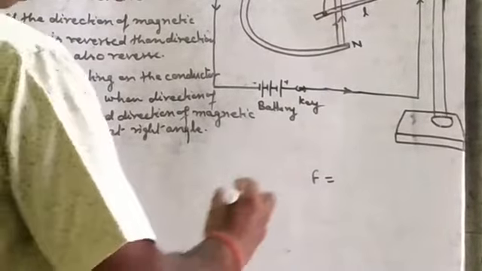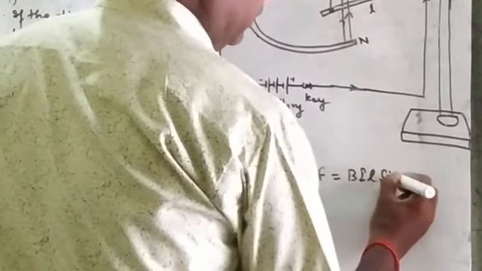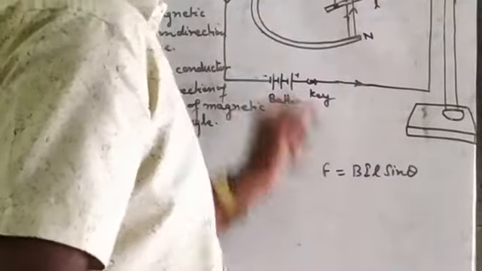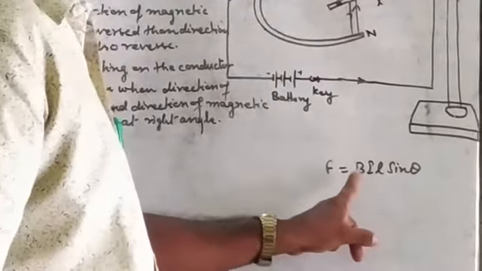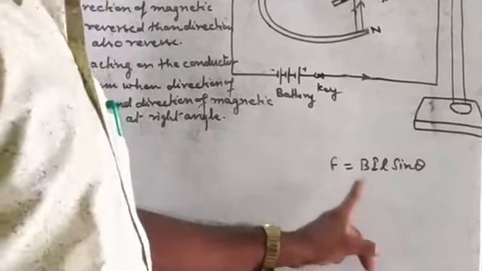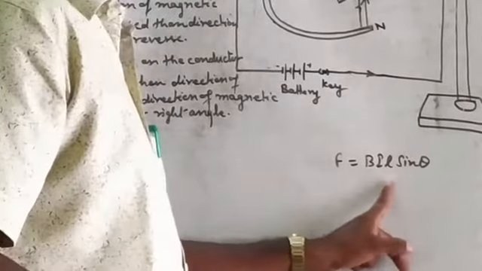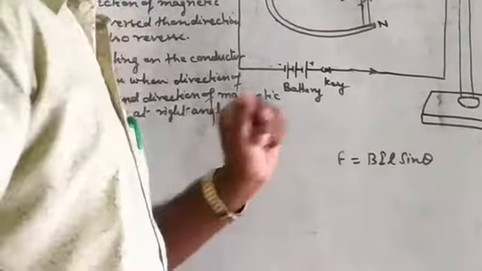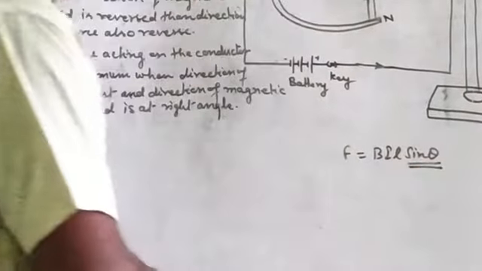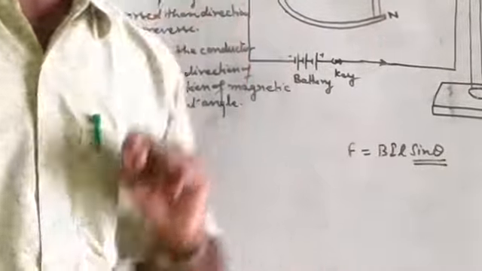Magnetic force is equal to BIL sin theta. Magnetic force acting on a conductor is the product of magnetic field, current passing through the conductor, length of conductor, and sin theta. All of you know that the sin theta value is maximum when theta is 90 degrees.